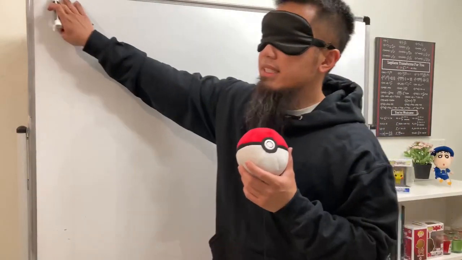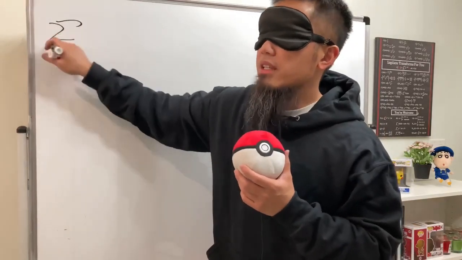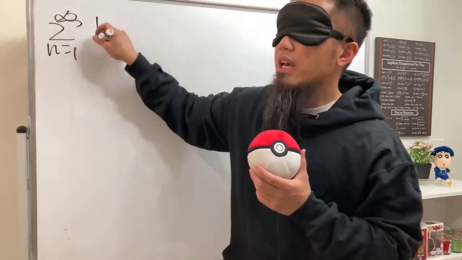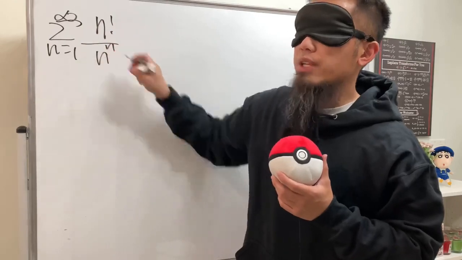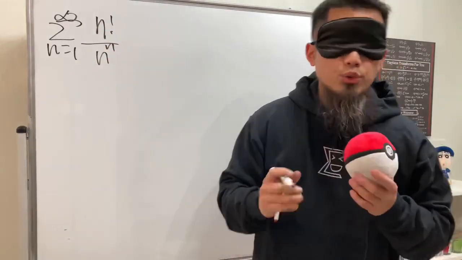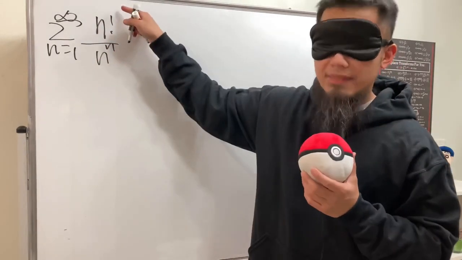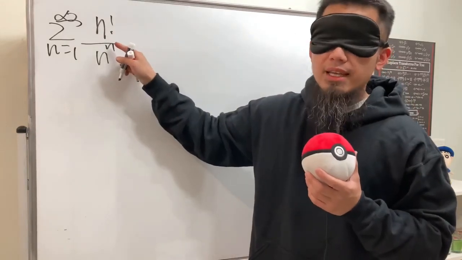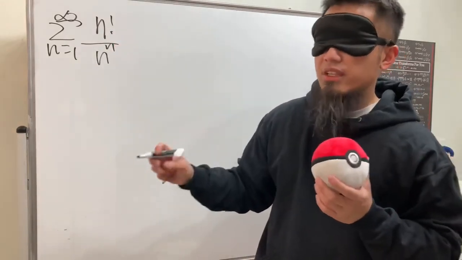Okay, in this video, I'll show you guys how to use the ratio test to test this series out to see if it converges or not. The series as n goes from 1 to infinity, n factorial over n to the n. This is a classic example to use the ratio test because we see the factorial and also the n in the exponent, right? So that's a good indicator for that.